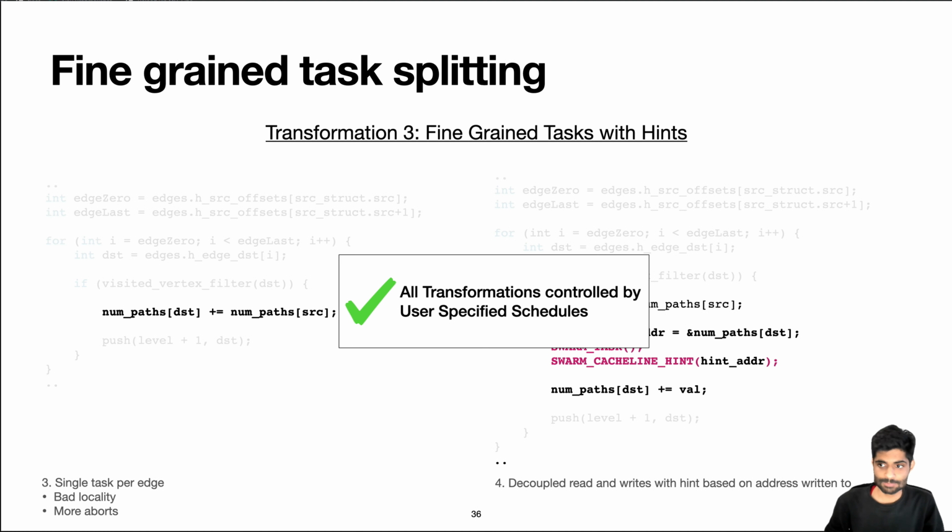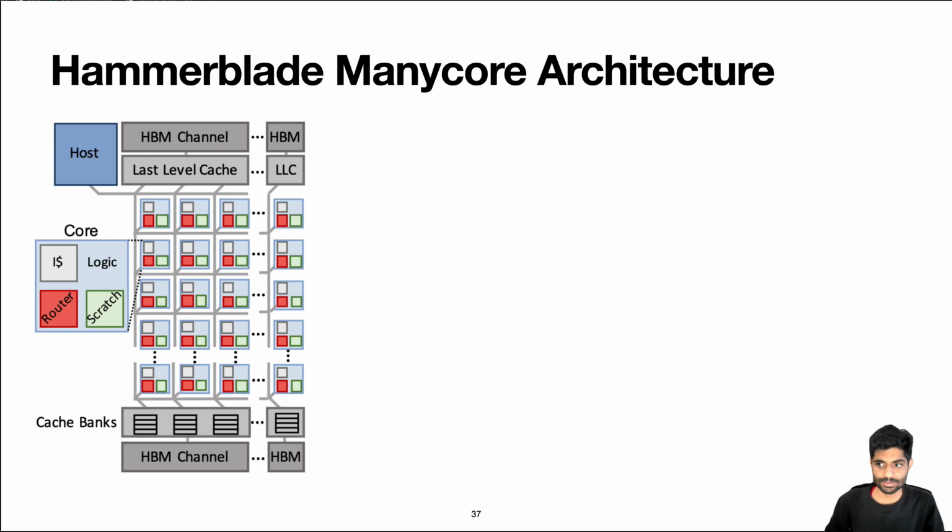These passes are also configured by the options provided in the scheduling input to better suit the graph input and algorithmic patterns. Next up, we'll look at the HammerBlade ManyCore architecture.